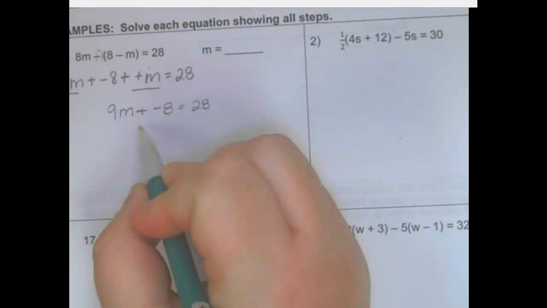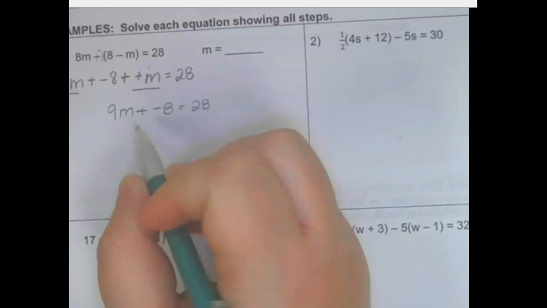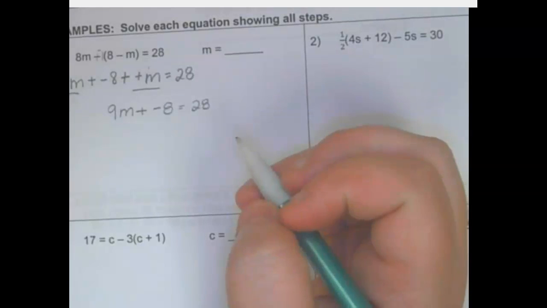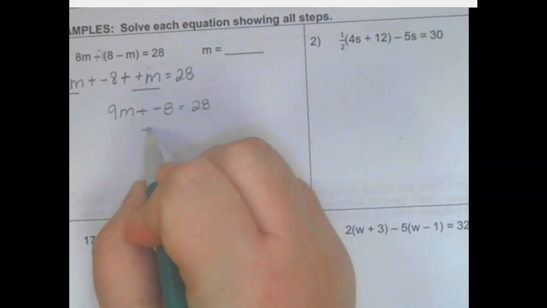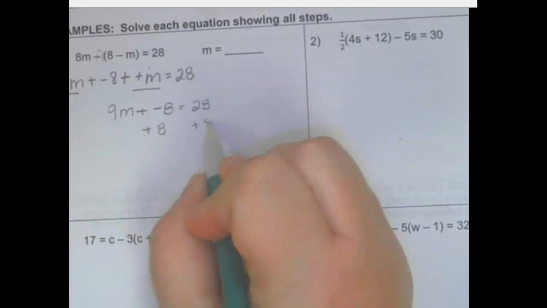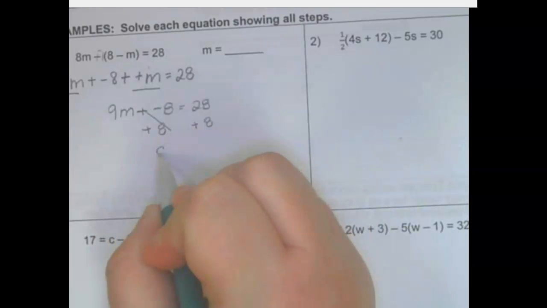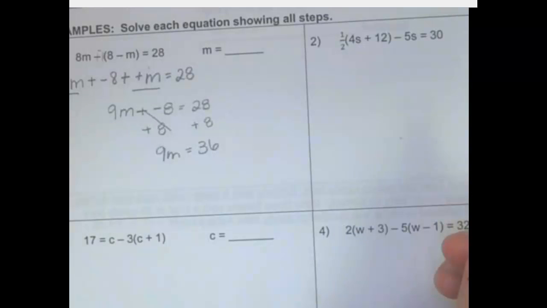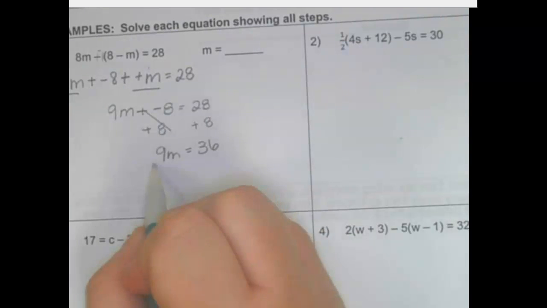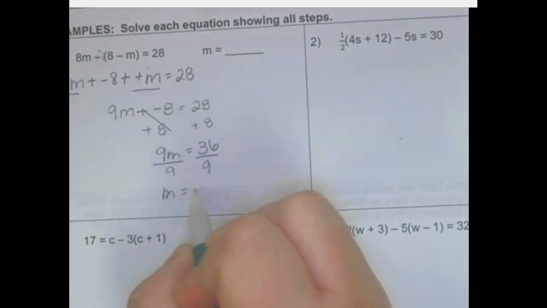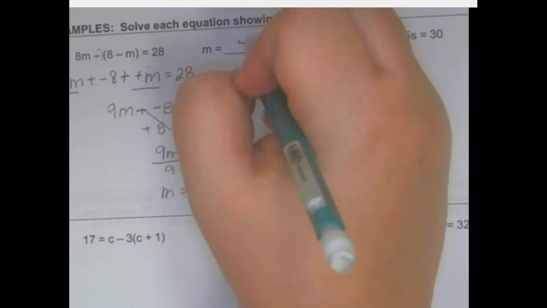Well, what's the opposite of adding a negative? Subtracting a negative or adding a positive. Positive 8 is the opposite of the negative 8. 9m equals 36. Divide both sides by 9. M equals 4.